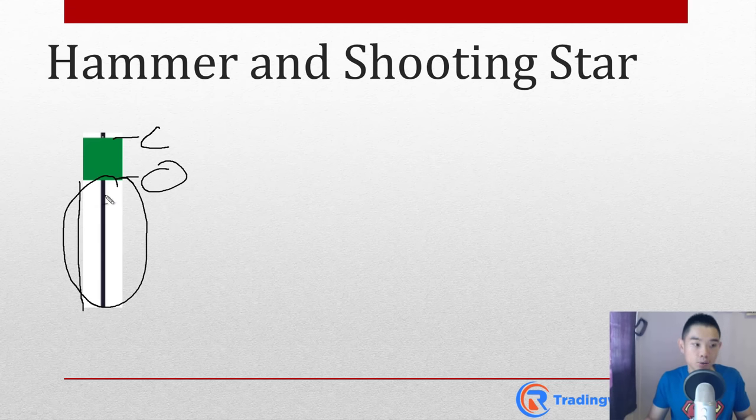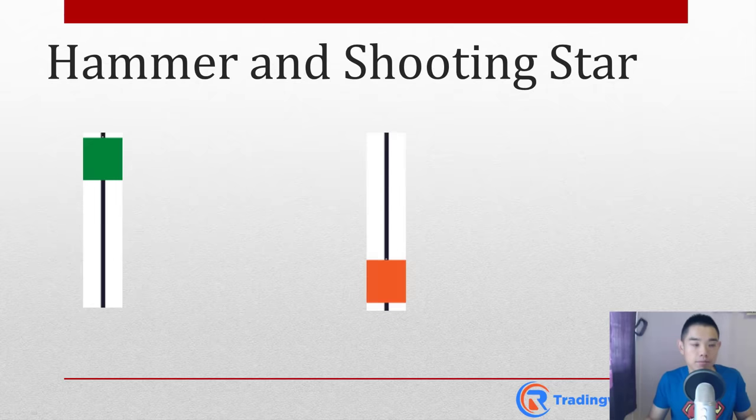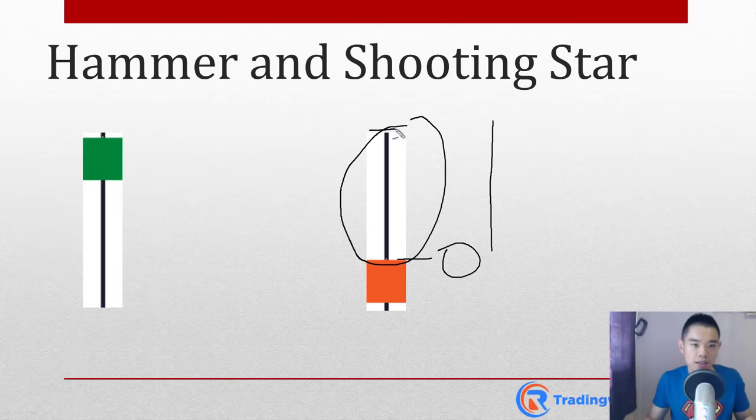This is a rejection of lower prices, and just the opposite, this is a rejection of higher prices. Notice the price opened here. Buyers were in control initially, came up, pushed the price up towards these highs. Then the sellers took charge, pushed the price down lower, finally closing near the low. So this is a rejection of higher prices.